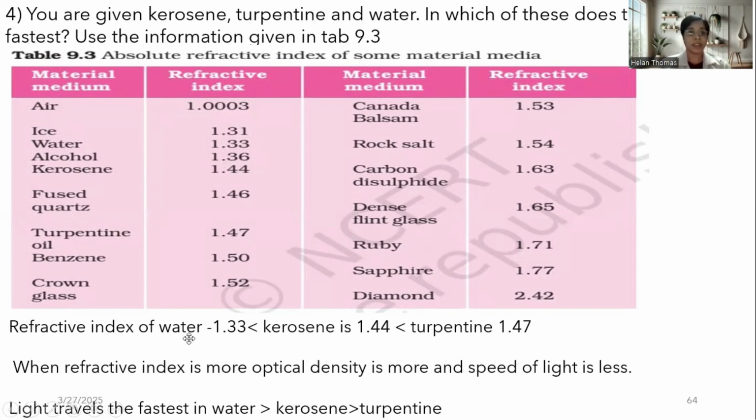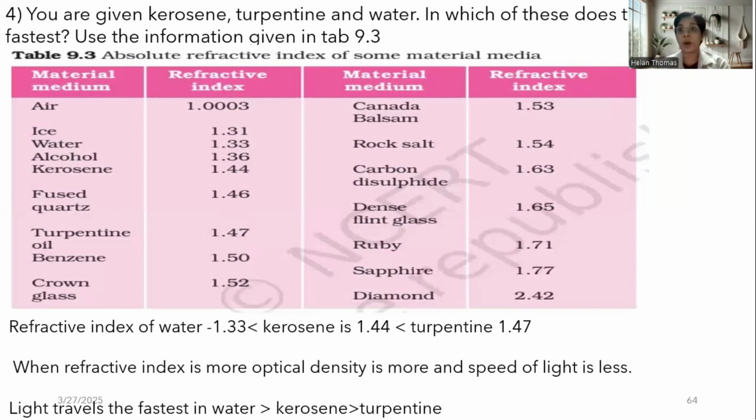So you'll have to say the light travels the fastest in... So the light travels the fastest where the refractive index is the lowest. So the light travels faster in water, then it goes to kerosene, and then it goes to turpentine. So the fastest is water, then kerosene, and then turpentine. See, always remember, optical denser medium doesn't have to be denser in the mass also.